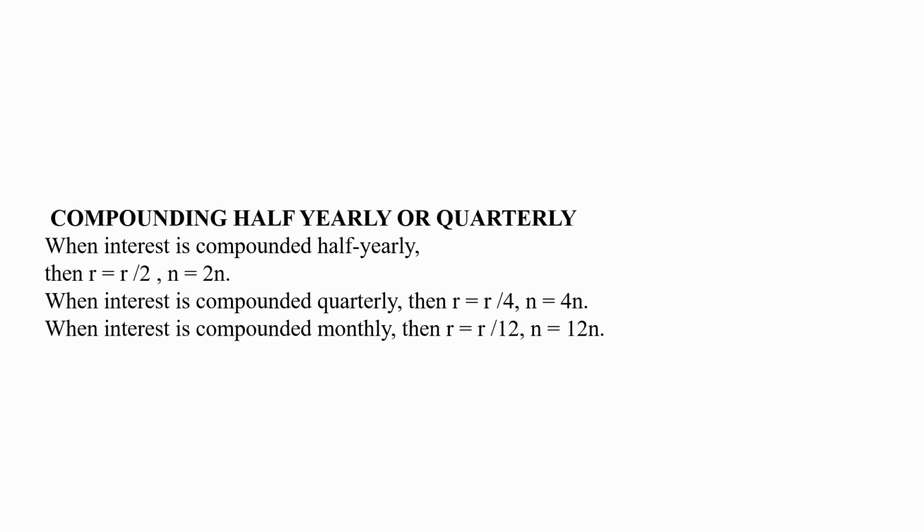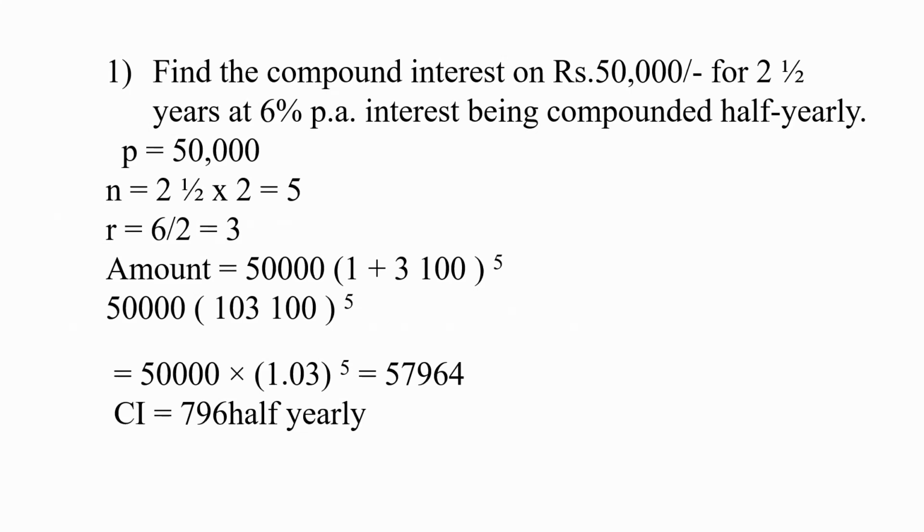Then when interest is compounded monthly, that is each month the interest is collected or calculated or compounded, the rate will be R divided by 12. Suppose the rate of interest is 10%, then if it is compounded monthly, we will give monthly basis interest as 10 by 12. In this way we have to calculate 12 months interest.